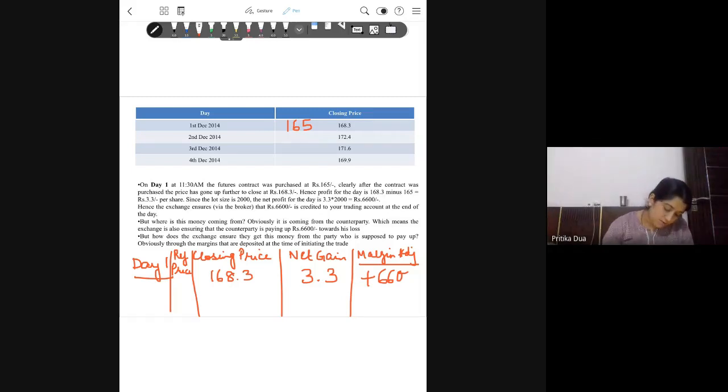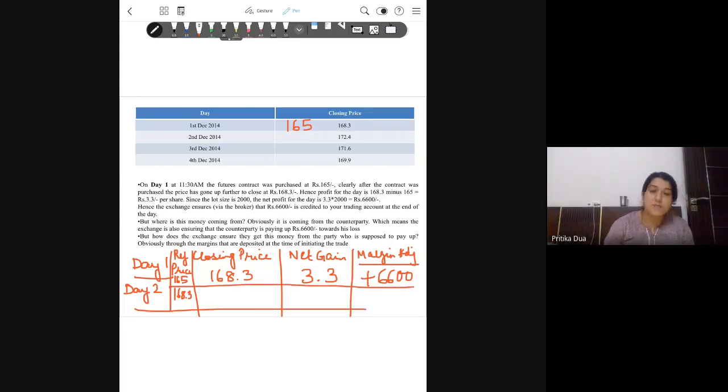If I talk about day 2, mera reference price 165 nahi hoga, 168.3 hoga. 165 was the reference price for day 1. For the second day, the reference price will be 168.3. So the increase in the value, again there is a net gain, and now it is by 4 rupees and 1 paisa. Again, per share pe aapko ye profit ho raha hai. So you add 8,100 to your trading account.